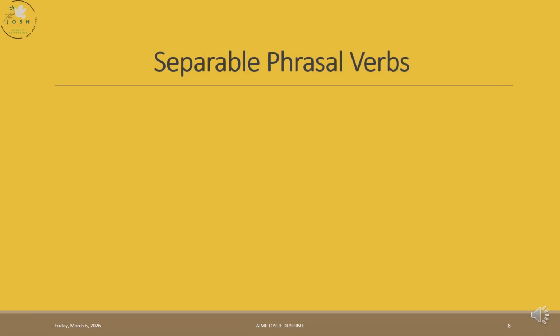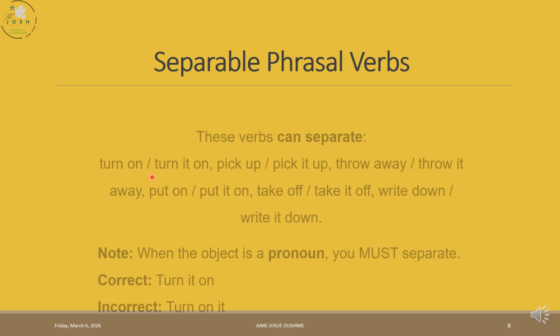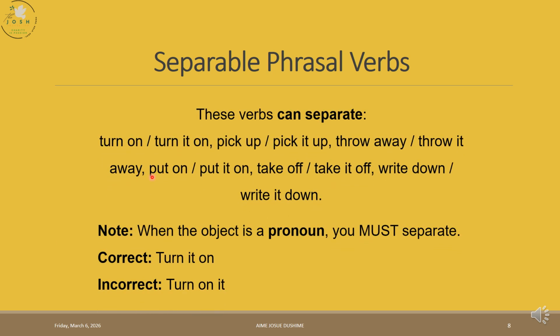What happens when we go into the first class, which is the separable phrasal verb? This verb can separate. You remember, you can put an object in the middle. That's okay. Turn on, turn it on; pick up, pick it up; throw away, throw it away; put on, I can say put it on; take off, take it off; write down, write it down. When the object is an object pronoun, you must separate.